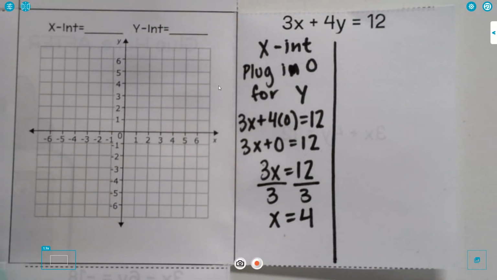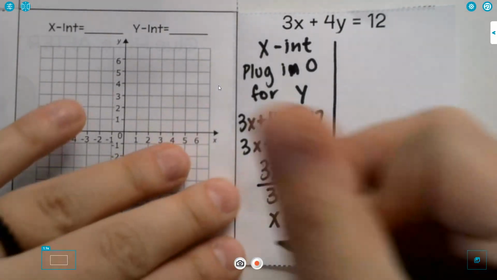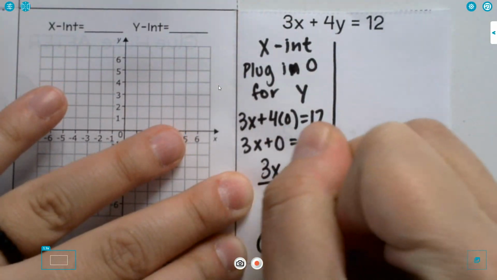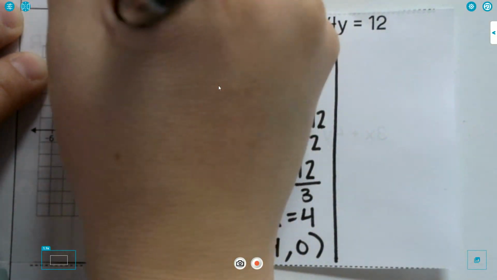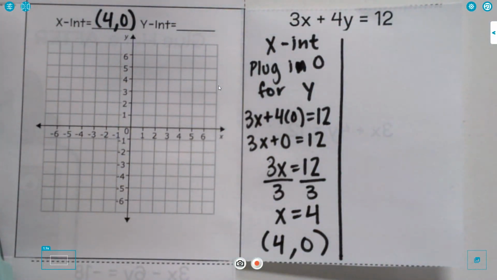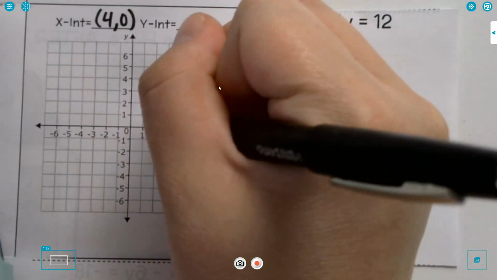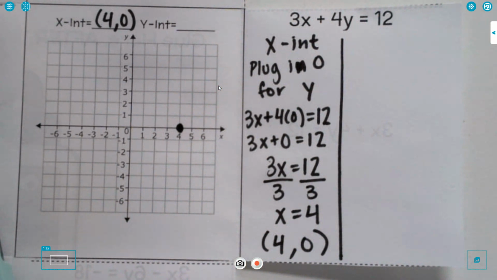So what that means is that our x-intercept is at the ordered pair 4, 0, because we got 4 for our x value, and then we had already plugged in 0 for our y value. So our x-intercept is 4, 0. So we can go ahead and write that down on our line right here, 4, 0. And then we can go ahead and graph it on our graph. Our x-intercept is 4, 0.